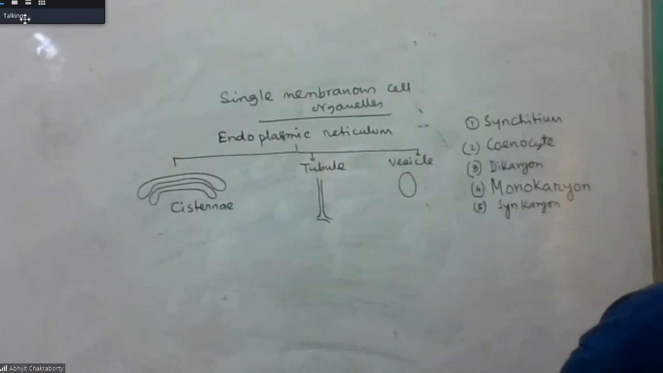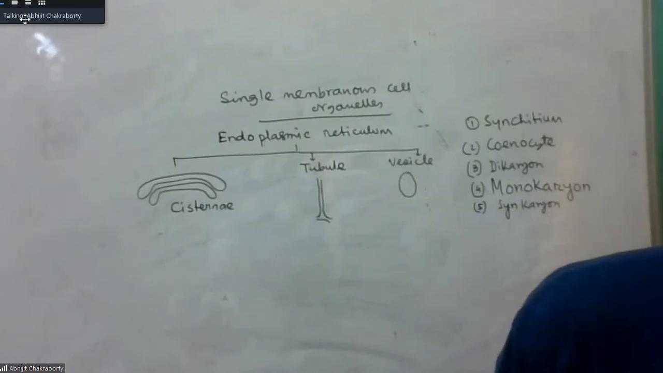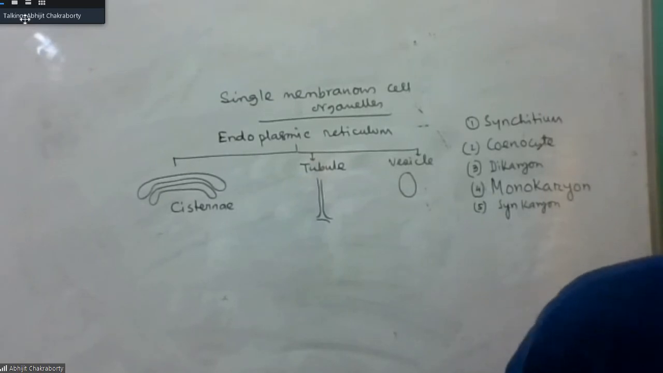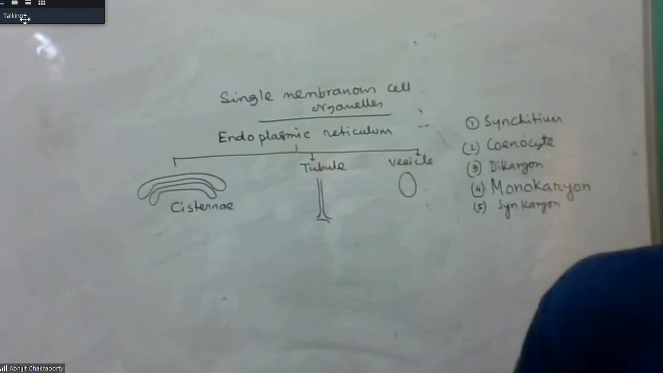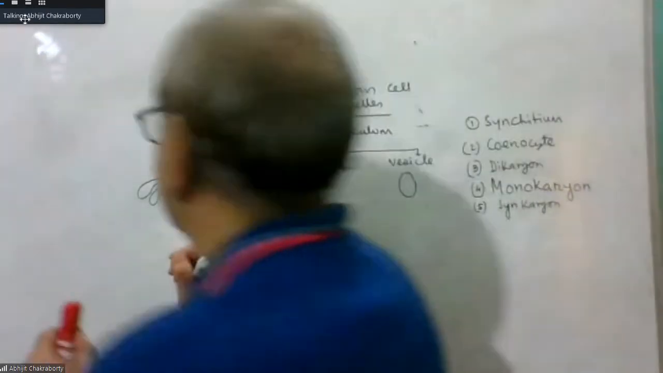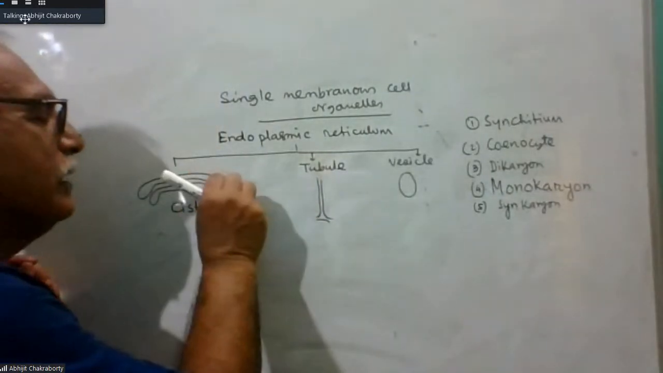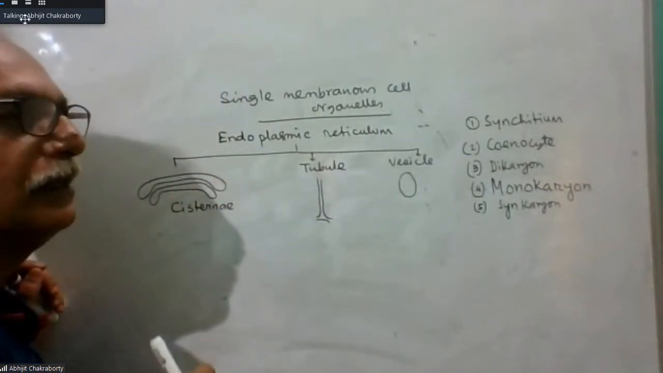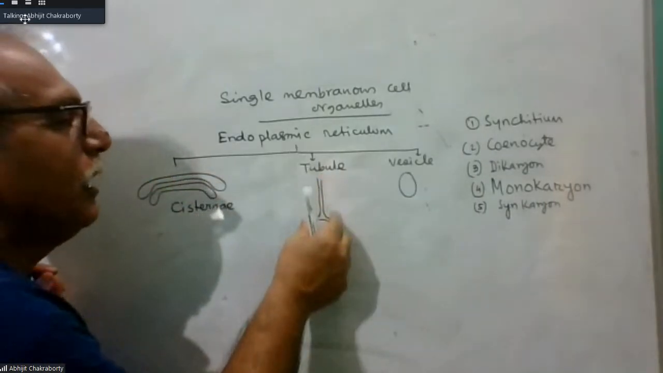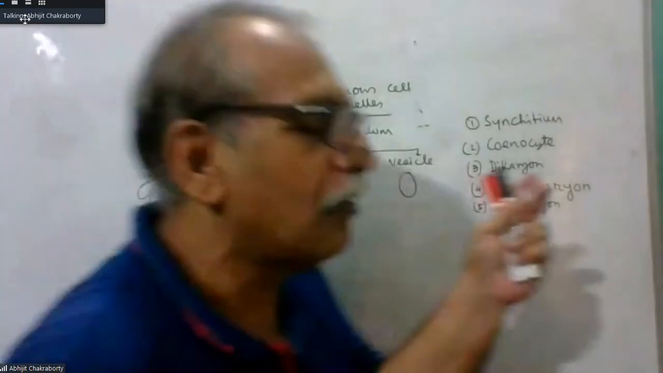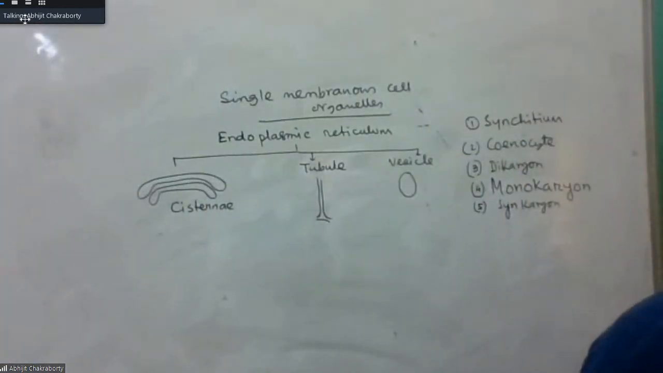Clear? Cisternae, tubule, and vesicle. There are 3 forms of ER generally found. Cisternae, how to identify cisternae? Cisternae have a flattened shape with swollen ends. If there are swollen ends, then you can call it cisternae. If it is like a tube, it is called a tubule. If it is small, round or oval in shape, then you can call it a vesicle.